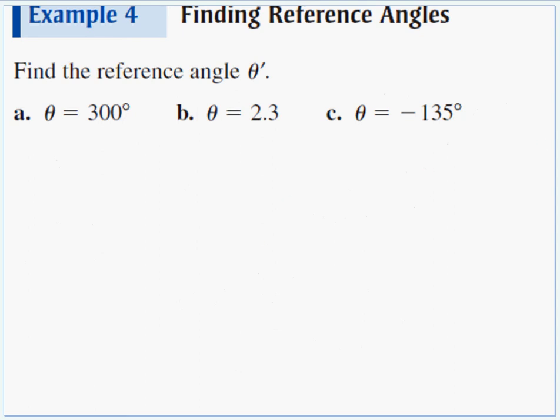Okay, letter C, it's a negative angle. So remember, when we start, we're going to go clockwise, counting by 90s. So this would be negative 90. We need to go farther. Negative 180, we've gone too far. So let's see, we're somewhere in here.